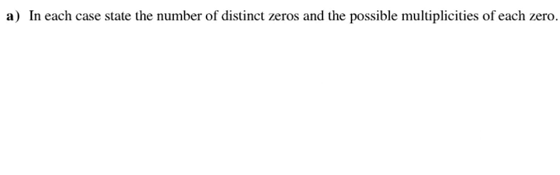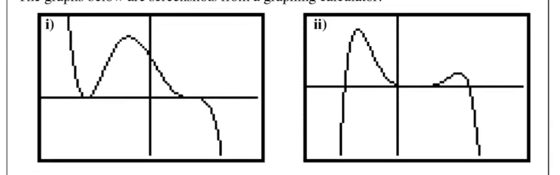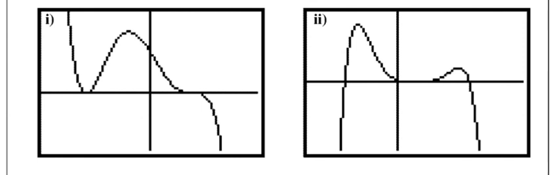Okay, so we're given a bunch of graphs up above, and they say in each case state the number of distinct zeros and the possible multiplicities of each zero. So we're looking at what different multiplicities look like on a curve.